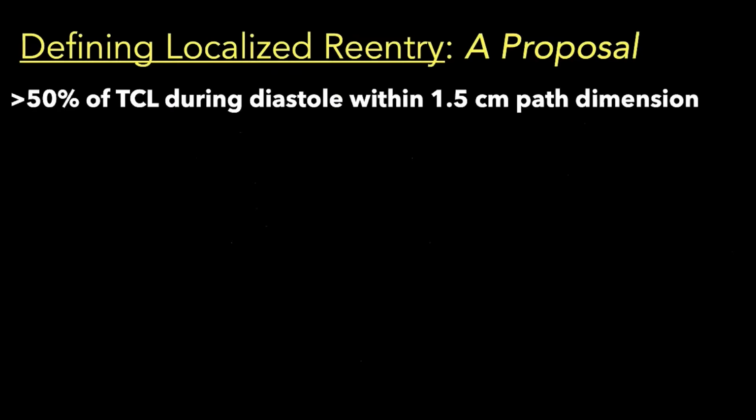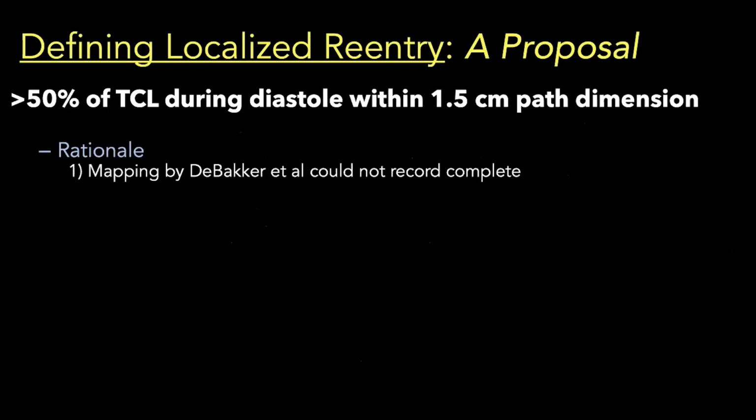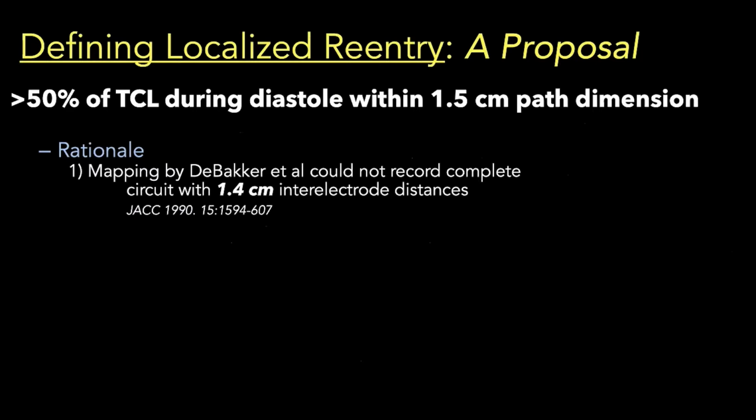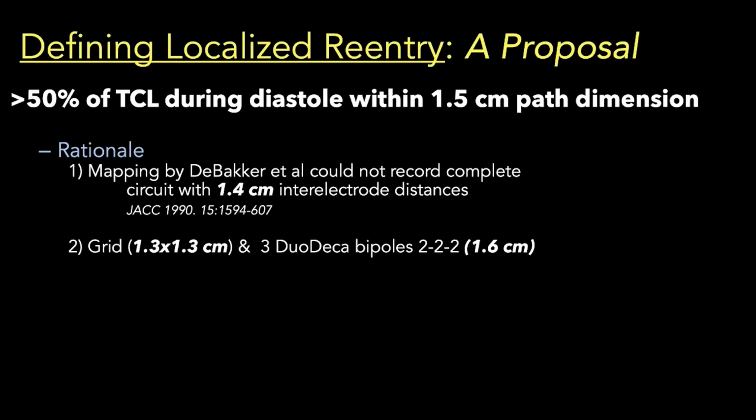We propose that over 50% of the tachycardia cycle length of diastole is recorded within a 1.5 centimeter path. Why is that? Well, de Backer could not record the whole circuit, and he was using terminals at distances of 1.4. So maybe they just weren't able to record in between these areas. This was published in JACC in 1990.